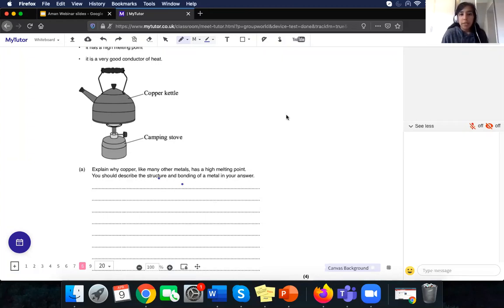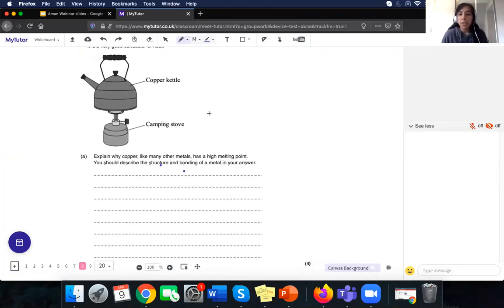Okay, so people are saying strong electrostatic forces, and some because they can slide over each other. So it's not about sliding over each other with a high melting point. Remember, high melting and boiling points are always to do with the forces.